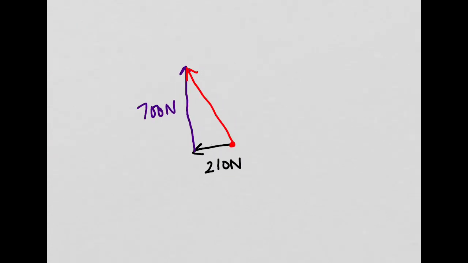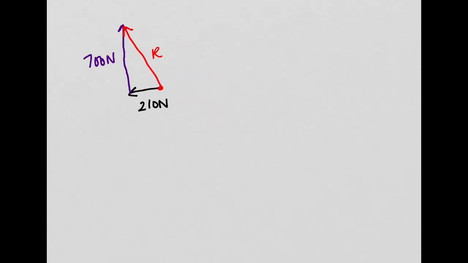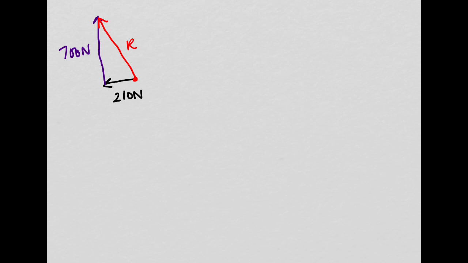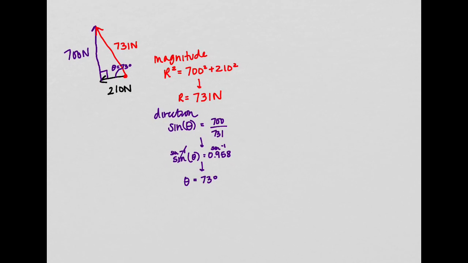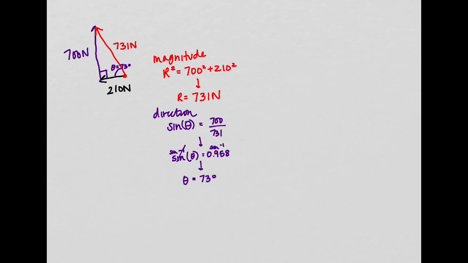All right, so now we can solve for our resultant here. The way we're going to do that is we're going to use Pythagorean's theorem and then the trigonometric method. So we solved for the magnitude. We found that the magnitude of R is 331 newtons. And now if we figure out the direction using the trigonometric method, we find that theta equals 73 degrees. However, we have to indicate that this is 73 degrees north of west.